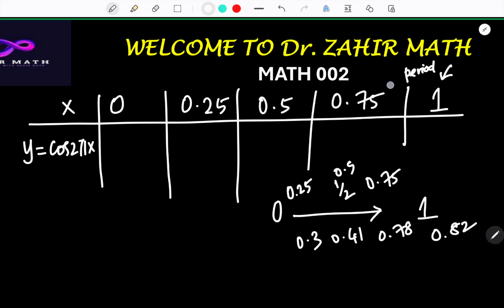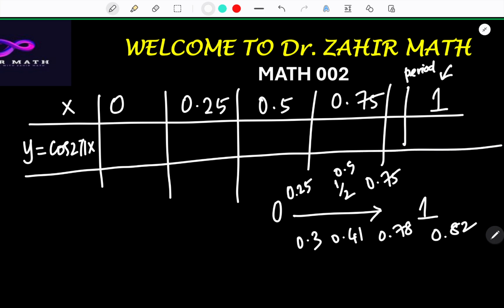Okay, so this is going to be your table, right? Yes. Okay, I put an extra line here. Okay, right. Yes, take it like this: 0, 0.25, 0.5, 0.75 and 1.